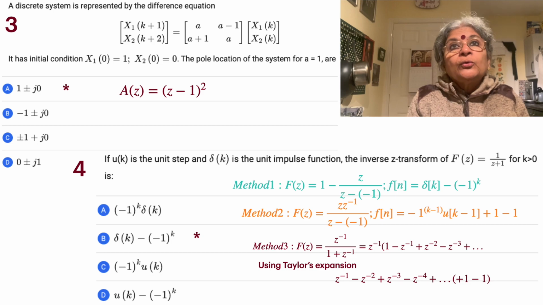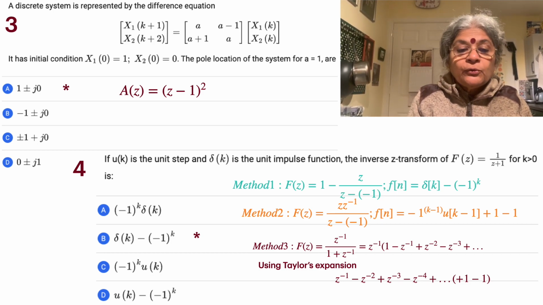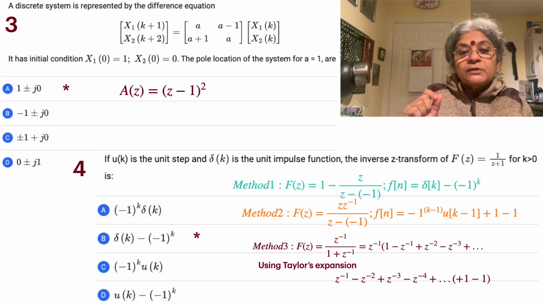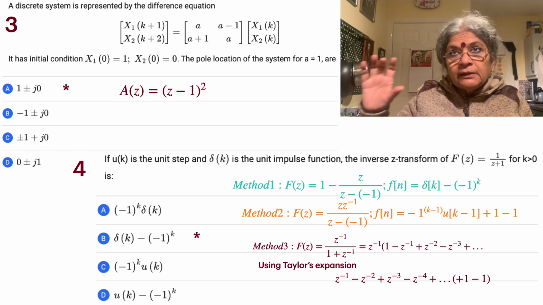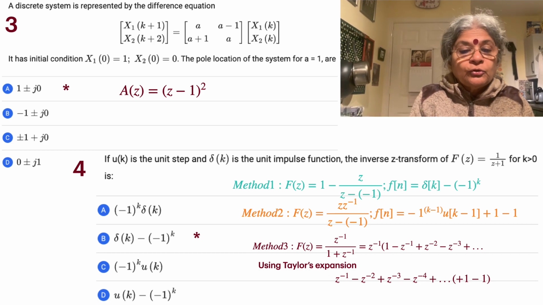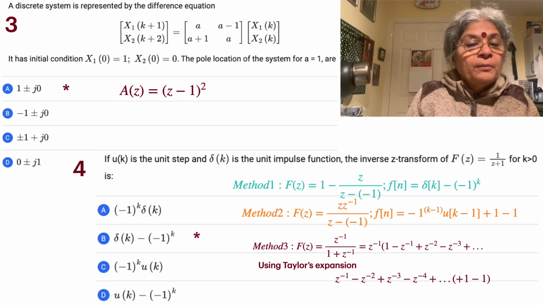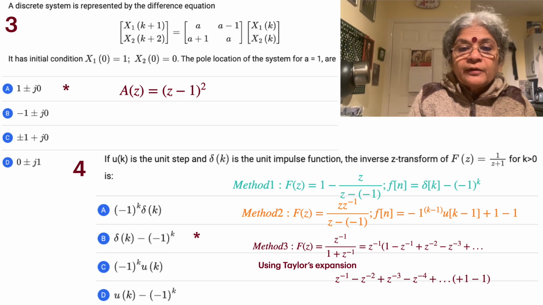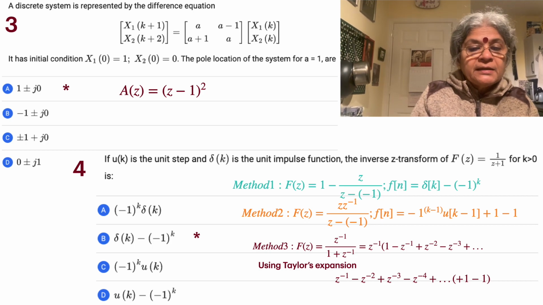Now you can add plus 1 and also deduct plus 1. If you add plus 1, you get delta k. If you deduct, minus 1 raised to k minus 1 becomes minus 1 raised to k, and you also see that it starts off at k equal to 0. So we see that option B can be arrived at in different manners. Another method is to get the expansion of F z, and from there you arrive at the same answer, which is B.